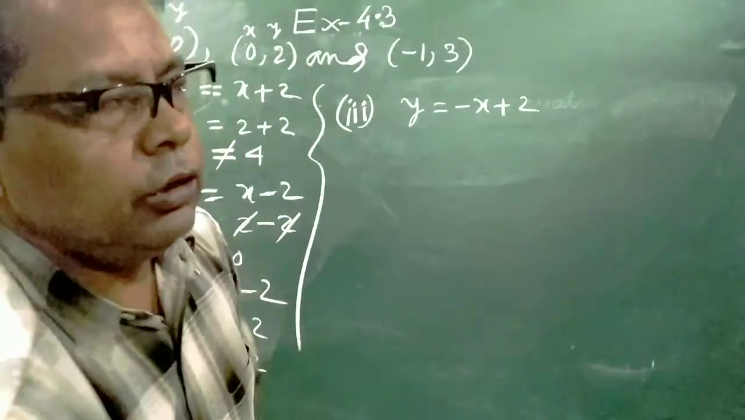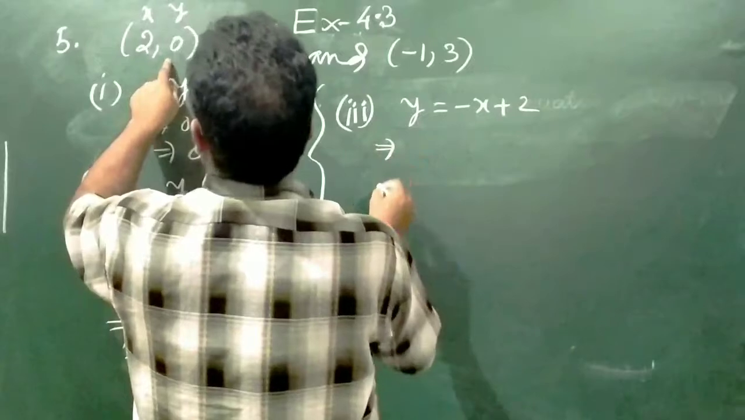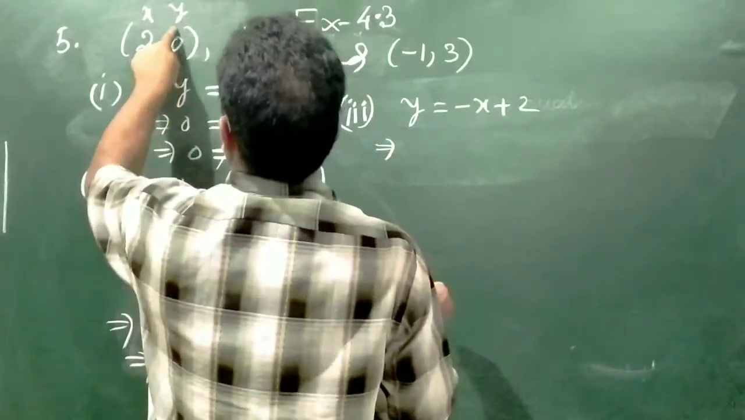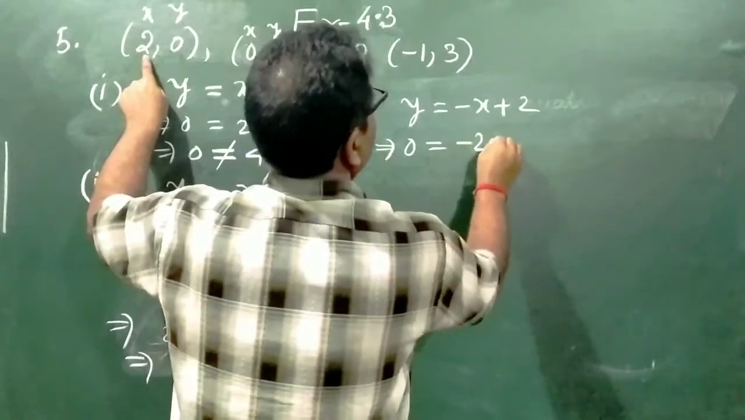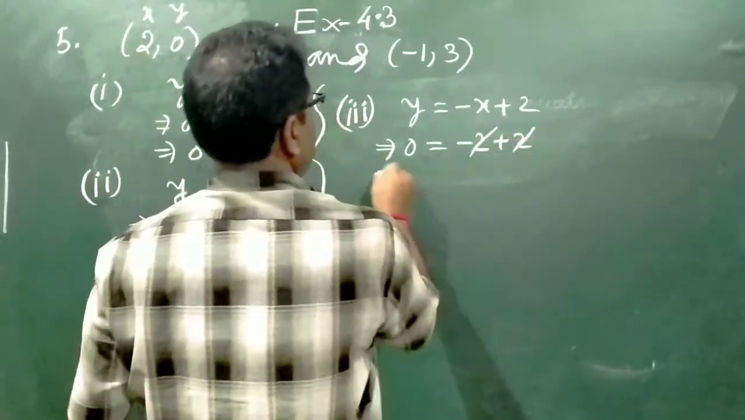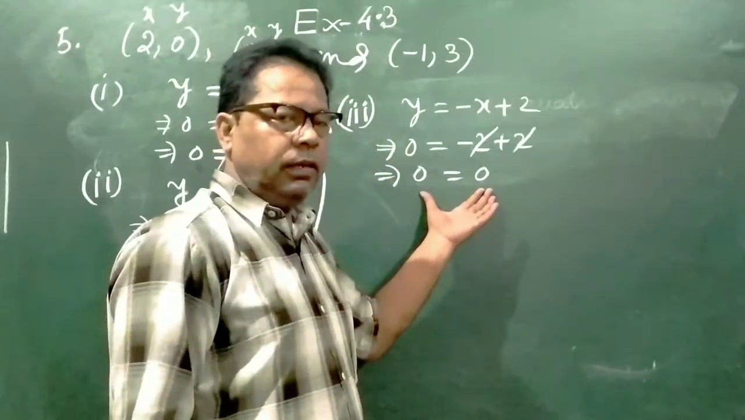Now we have to start checking from the first point. The first point is 2, 0. That is, the value for y is 0. The value of x is 2. Plus 2 minus 2 cancel. This is 0 equal to 0. So it is satisfied, meaning both side values are the same.